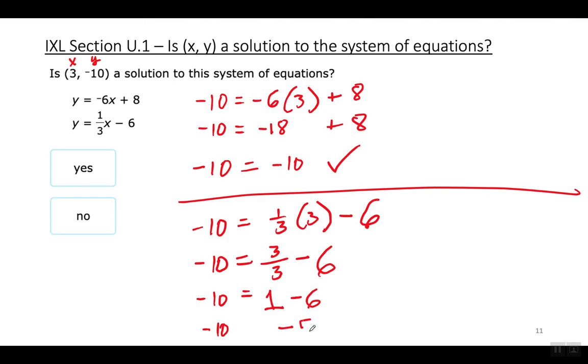So on the bottom, it does not work. On the bottom one, it does not work. So therefore, this is not a solution.